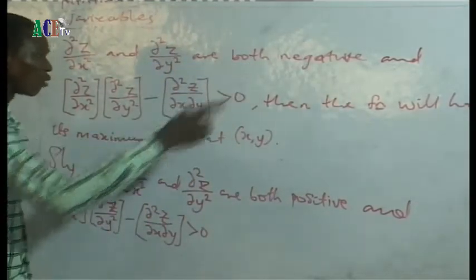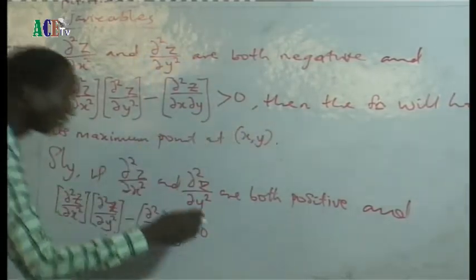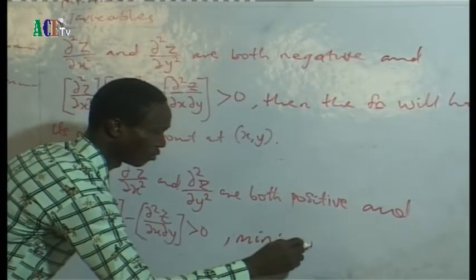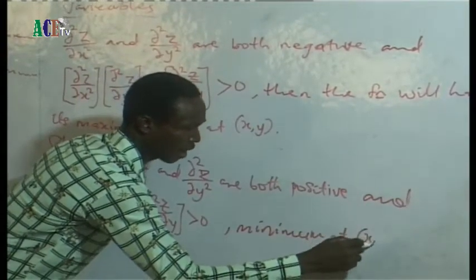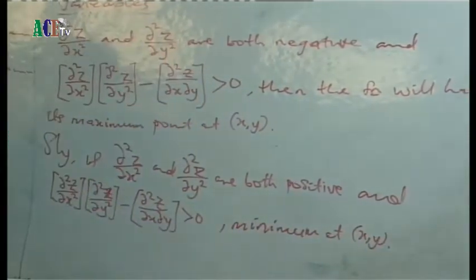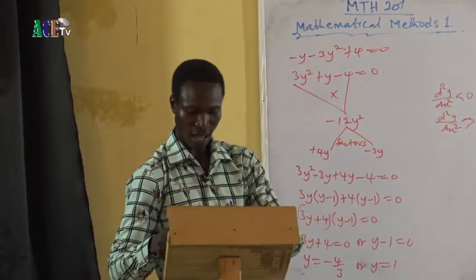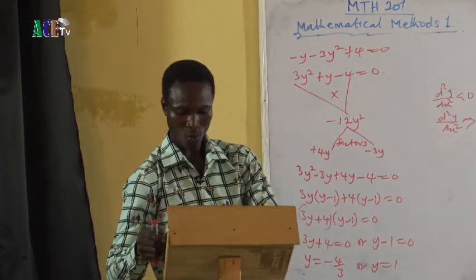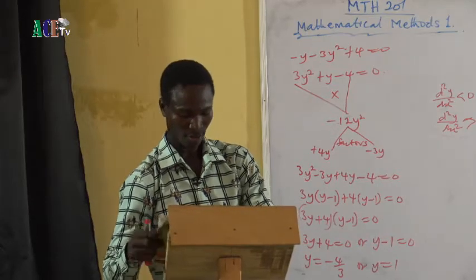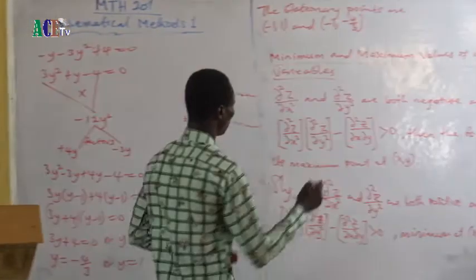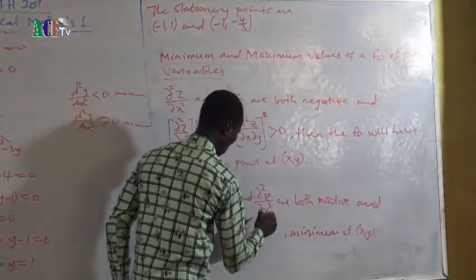Then I will say the function has its minimum at x comma y. So if that happens, I'll say it has its minimum at x comma y. This one will be squared.